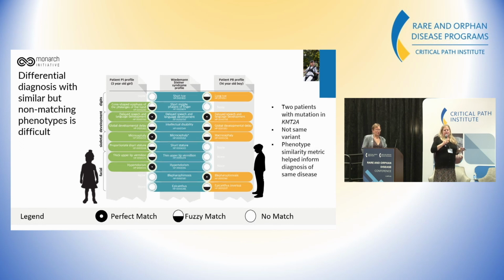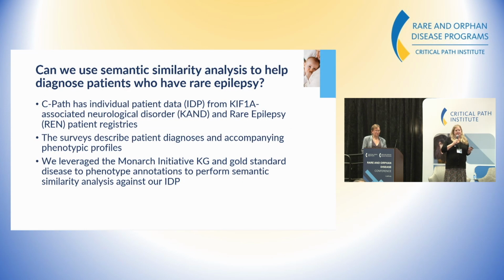So we have this individual patient data at CPath coming from two individual data sets, one the CAND data set, which is the KIF1A associated neurological disease, and a set of patients from a patient registry from the Rare Epilepsy Network. So these surveys describe patient diagnoses and their accompanying phenotypic profiles. So we leveraged the Monarch Initiative Knowledge Graph and gold standard disease to phenotype annotations and performed semantic similarity analysis against our individual patient data. So our individual patient data was mapped to these ontology terms. We annotated to the ontology terms. This is work done by Daniel Olson in our group.